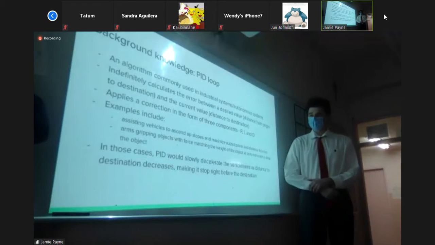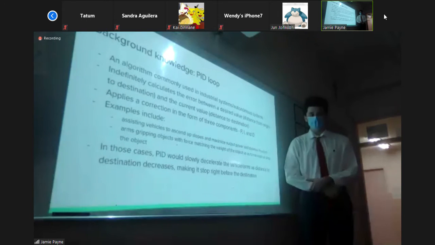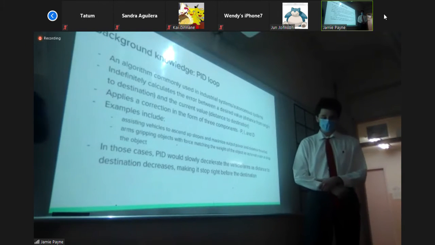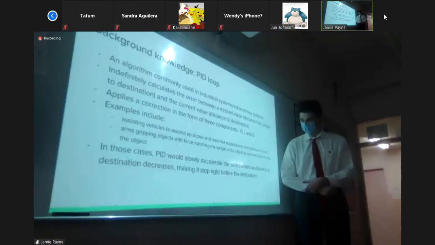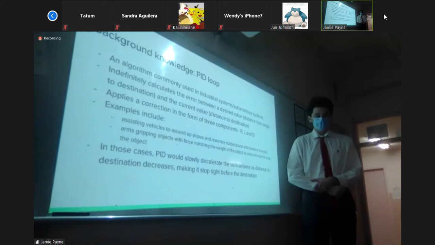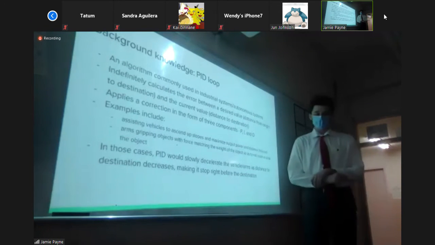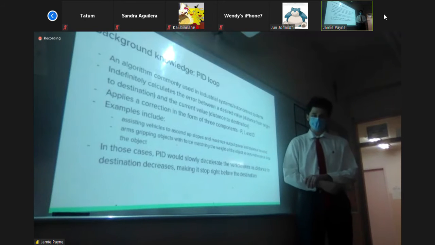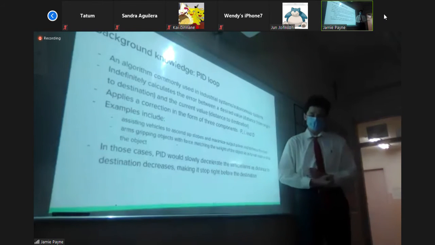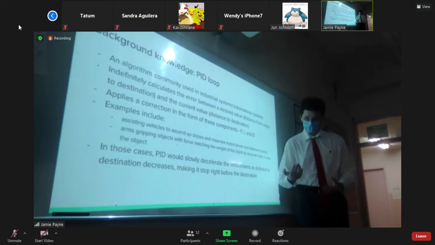It applies a correction in the form of three components, which I already mentioned, P, I, and D, standing for proportional, integral, and derivative. Examples include assisting vehicles to ascend slopes and maximize power and distance traveled as well. Another example is arms or claws gripping objects with force matching the weight of the object, so as to not crush the object or drop it. In these cases, PID would slowly decelerate the vehicle or arm as distance to destination decreases, making it stop right before the destination.